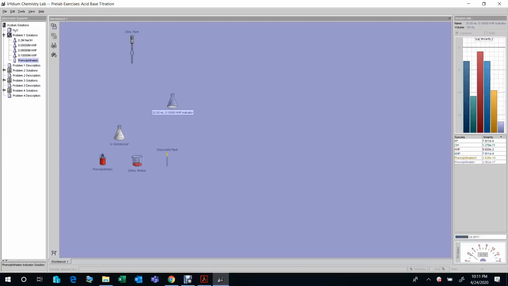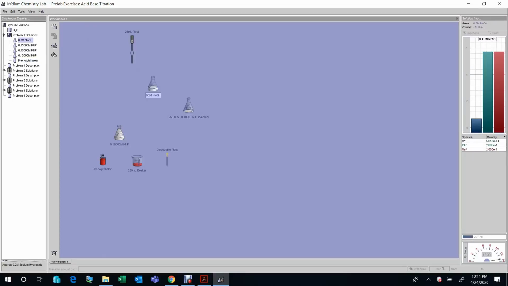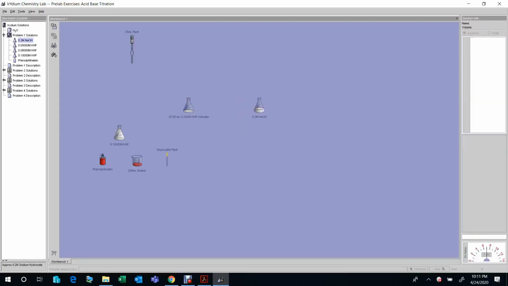Okay, so now we need to fill the burette with sodium hydroxide, right? Before we do titration. And here's 0.2 molar sodium hydroxide. So this is a solution. And then we need to find a burette. So let's see, this 50 milliliter burette, right? This 50 milliliter burette.